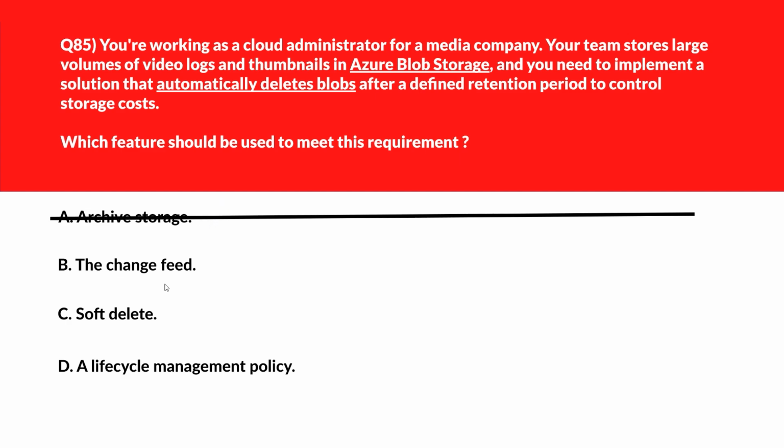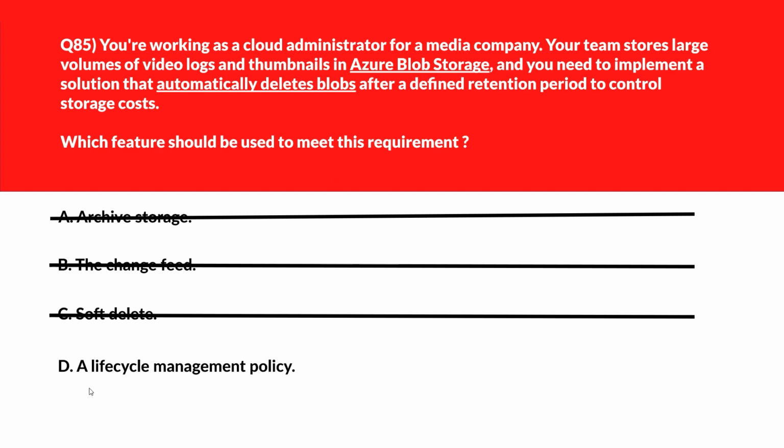B says the change feed. Change feed logs events but doesn't perform deletion. Wrong answer. We'll move to C. C says soft delete. Soft delete delays deletion but doesn't automate it. Wrong answer. We are left with option D, that is lifecycle management policy. Looks good because lifecycle management policy enables automated deletion based on conditions like age or access tier. That being said, option D, lifecycle management policy, is the right answer.